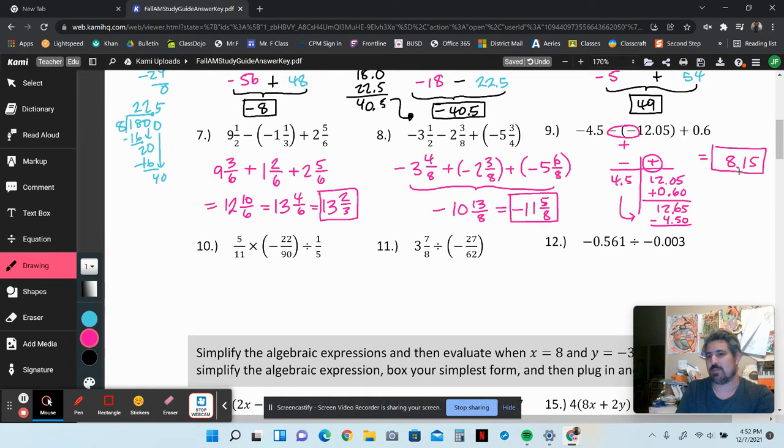And it just actually is 8.15 plus 4.5 equal to 12.65. And yes, it is. So it should work just fine. This is going to be a positive 8.15 as your answer.